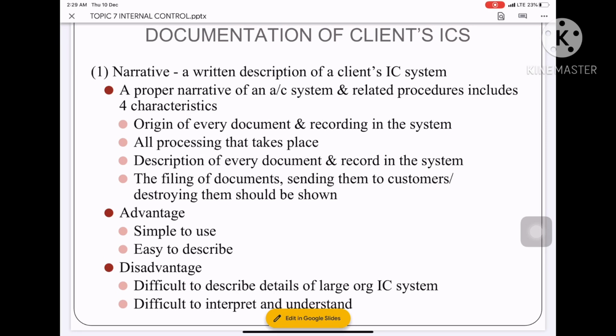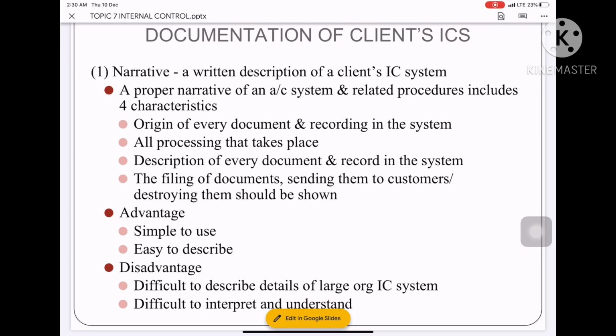So a proper narrative of an accounting system and related procedures includes 4 characteristics that you should have in order to do your narrative. Right, number one, the origin of every document and recording in the system. So you have to state the document, who prepared the document, and then the recording in the system, and then all processing that takes place. So how do they process the document, sent to where and everything. Then a description of every document and record in the system. So they also have to describe the documents that are related. And then the filing of documents, so where the documents are going to be filed and then sent to whom, either to customers, or destroying them should be shown.